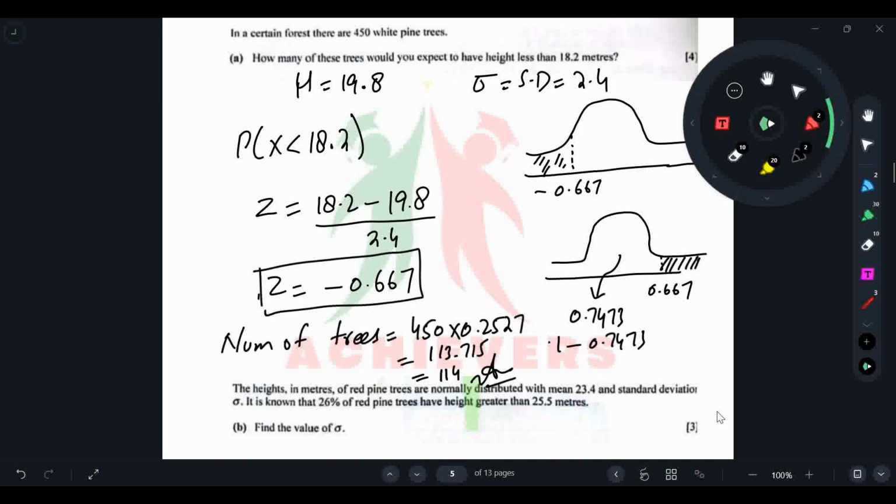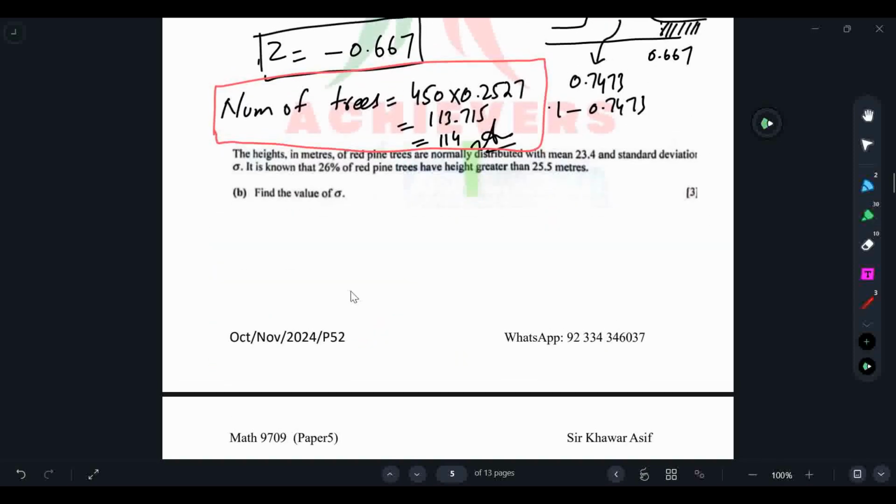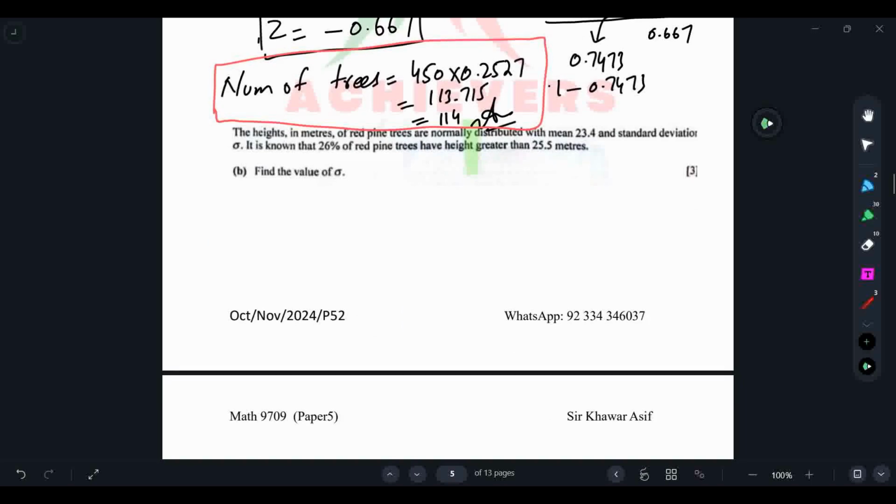I hope that the concept is clear. Let's move to the B part, the second one. Now if you read the question, the height in meters of red pine trees are normally distributed, again with mean 23.4 and standard deviation sigma.